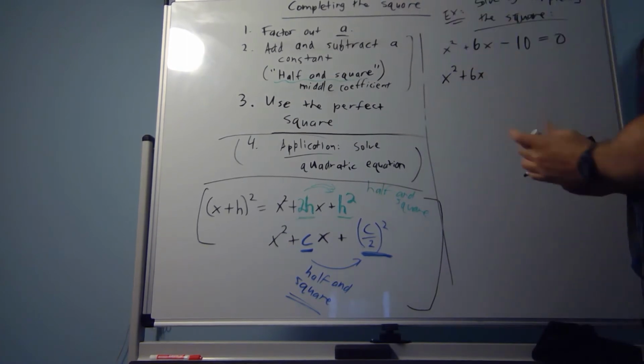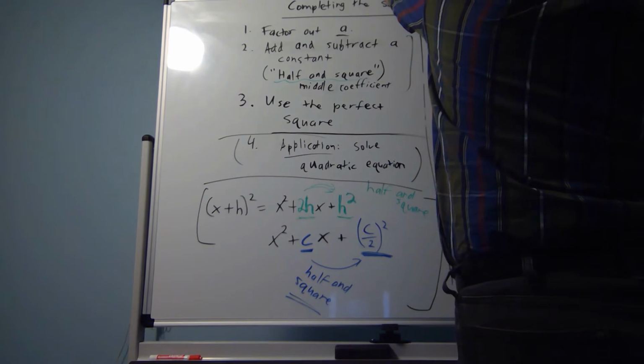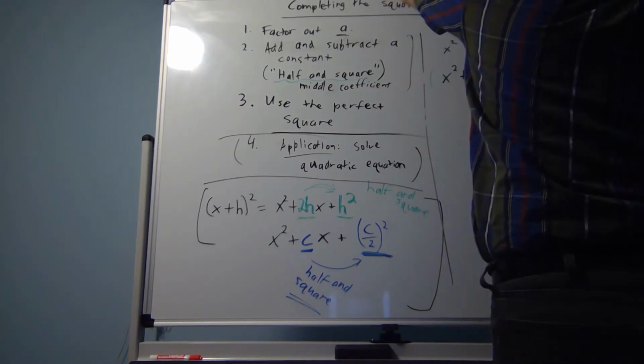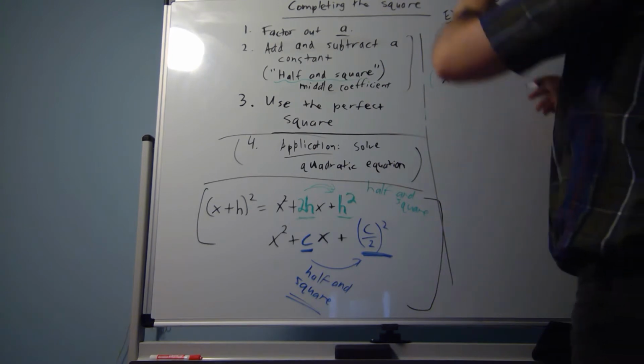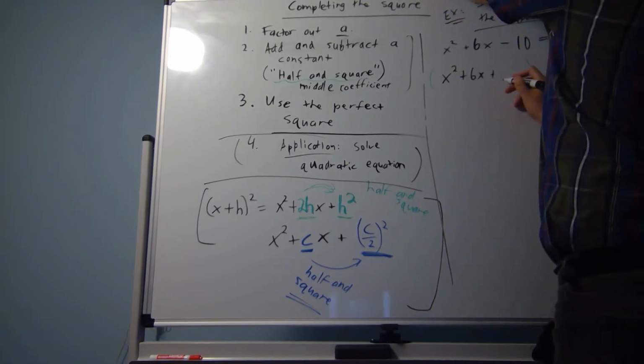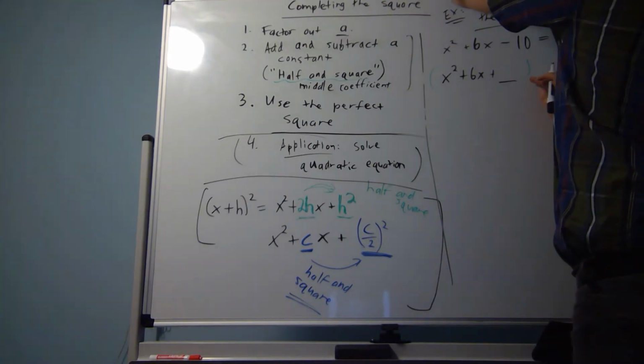Okay, so we've got, you're allowed to use colors as well if you think that's a cool thing that helps you understand it. Well, the whole point is we want to have a perfect square, but if we add something, we have to subtract it as well.